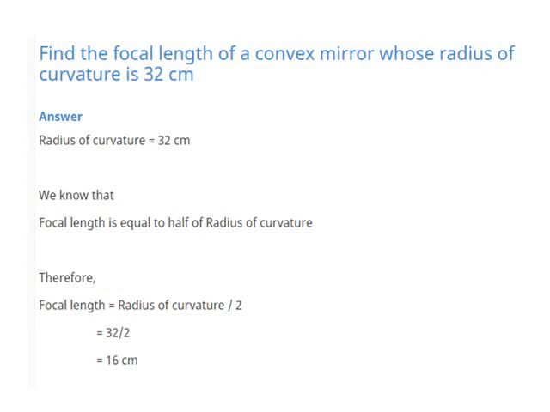This is a very basic question. Find the focal length of a convex mirror whose radius of curvature is 32 centimeter. What is given? Radius of curvature R is given as 32. And what are you being asked to calculate? Focal length f. So you have the formula R is equal to 2f, where R is the radius of curvature and f is the focal length. So 32 is equal to 2f, or f is equal to radius of curvature divided by 2, 16 centimeter. So this is a very simple problem.